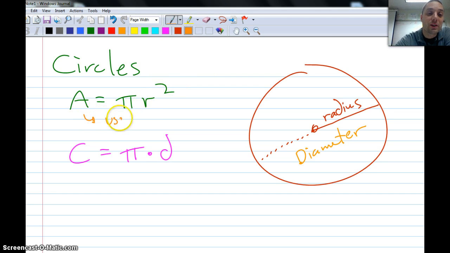just make sure that you use PEMDAS. If you don't use PEMDAS, meaning do the exponents first, square the radius before you multiply it by pi, obviously you're not going to get the right answer. Circumference is easy, just take pi times whatever your diameter is. So we'll do one little example of each of those, and below that, draw a picture of a circle.